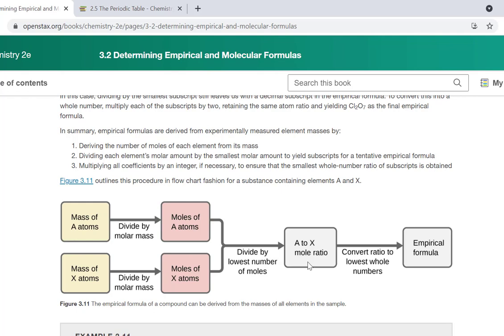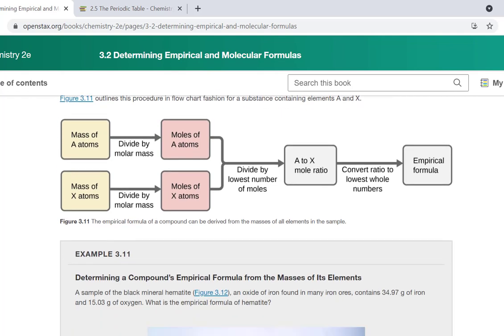Hopefully, it's a whole number. If it is not a whole number, convert it to the lowest whole number ratio by multiplying each one of these by some whole number to get whole numbers for everything. So that's how we would go about doing that kind of empirical formula calculation to find the empirical formula.